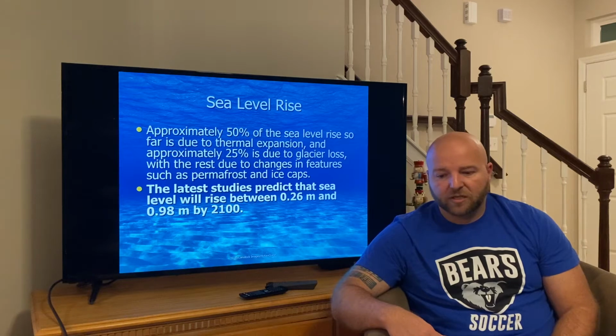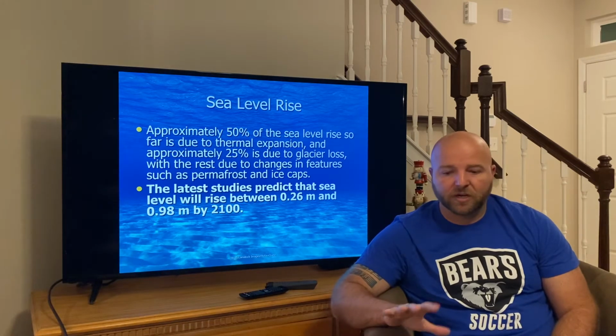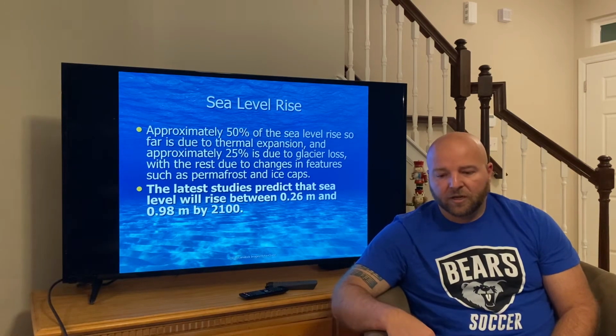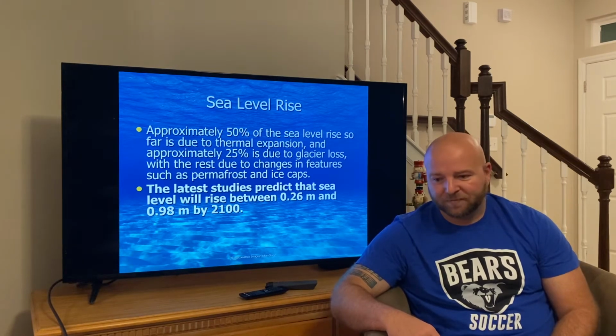I won't go into a ton of detail there, but we do want you to get the next part. The latest studies predict that the sea level will rise between 0.26 meters and 0.98 meters. That's about 8 inches to about 3 feet, roughly the range in inches and feet. That's going to raise that much by the year 2100. So maybe for some of you within your lifetime.